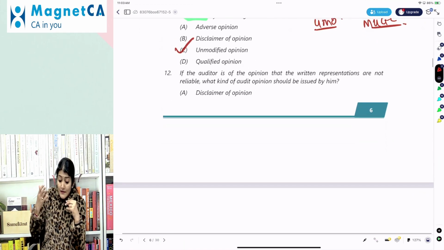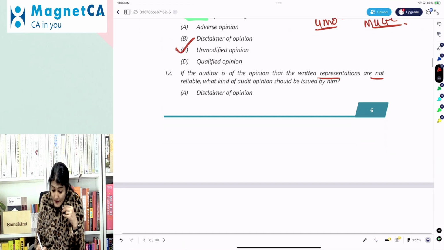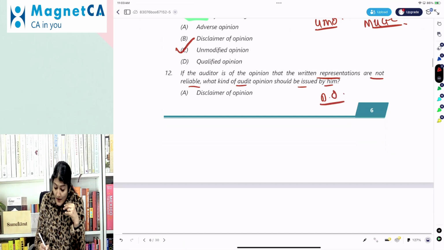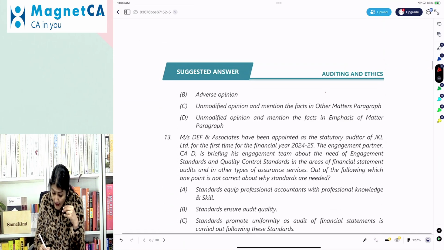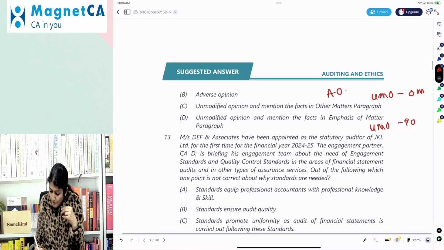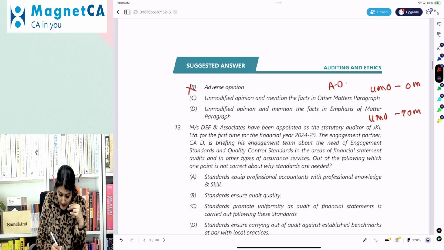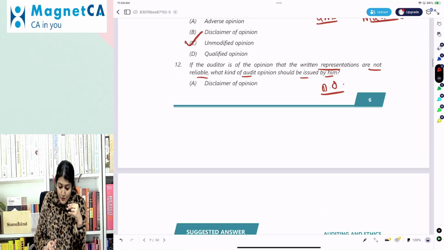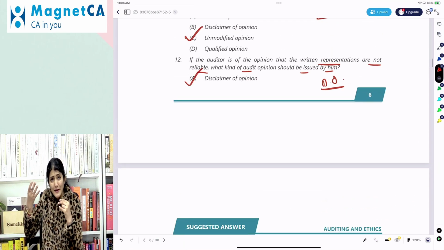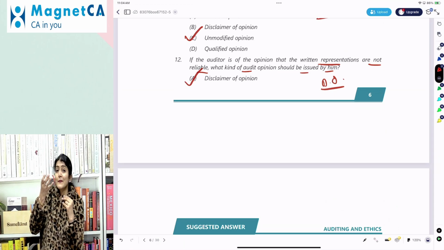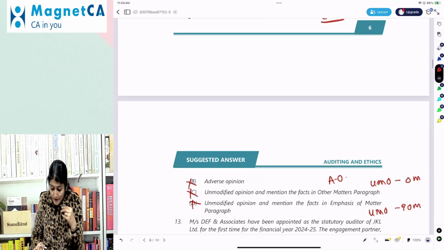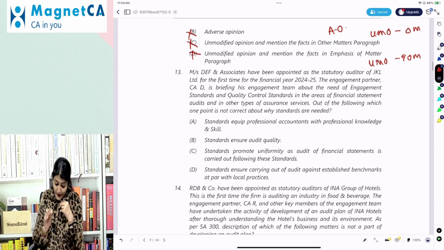If the auditor is of the opinion that representations are not reliable, what kind of opinion should be issued by him? Disclaimer of opinion, adverse opinion, unmodified with other matter, unmodified with emphasis of matter. No, it cannot be adverse, unmodified. It has to be disclaimer. Had they given qualified in the options, we would have considered that also. But here they've not given the possibility of qualified.